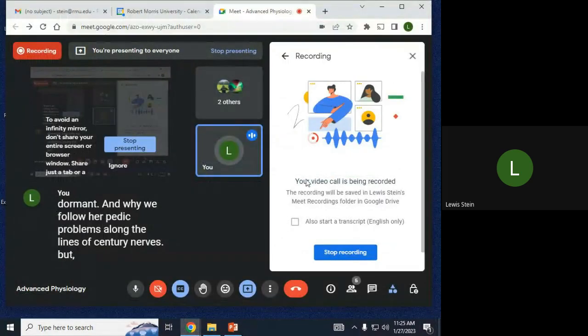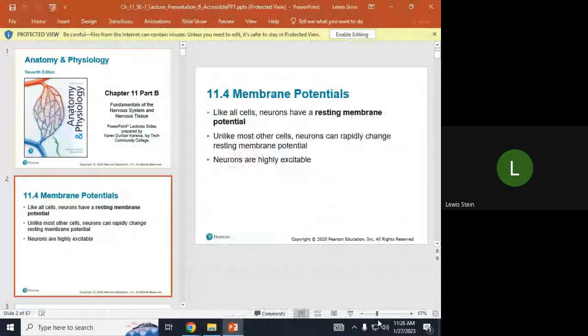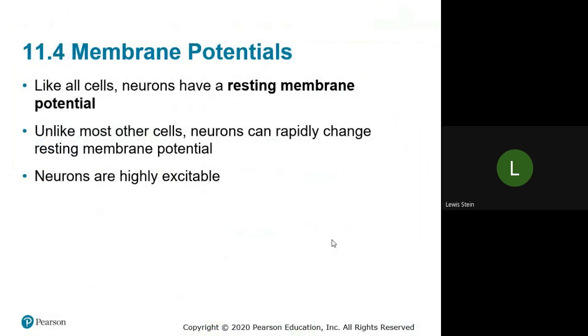So are we all done with that? We can start the next one. Part B. This is the electrical activity nugget. Part B talks mostly about the electrical nugget that's similar to all the stuff we talked about at the neuromuscular junction and the cross-bridging site.